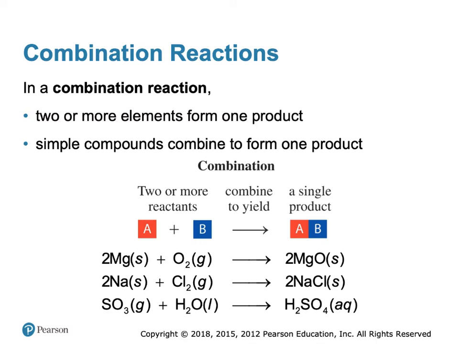When you have a combination reaction, two or more elements form one product. So simple compounds will combine to form one product. So you'll have an A and a B, or possibly a C. So you have two or more reactants. They are going to combine to yield one single product. So you can see examples of combination reactions listed.